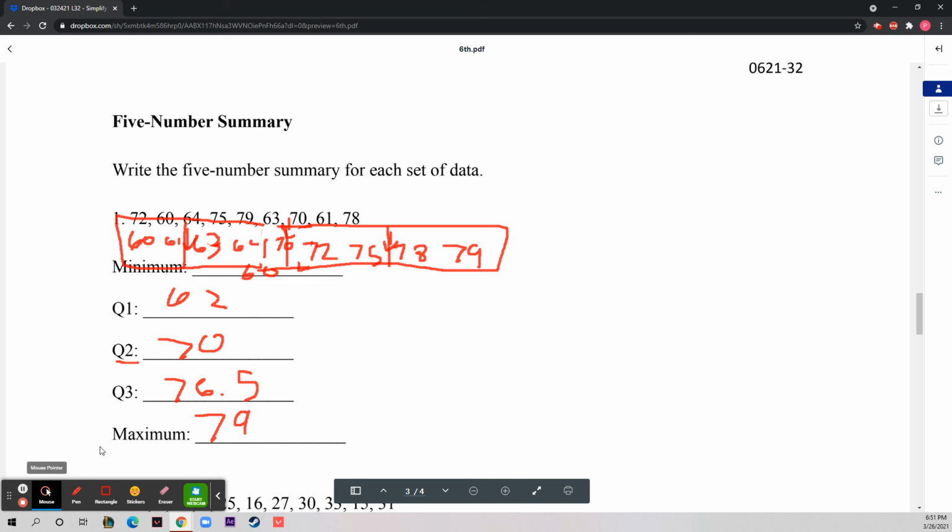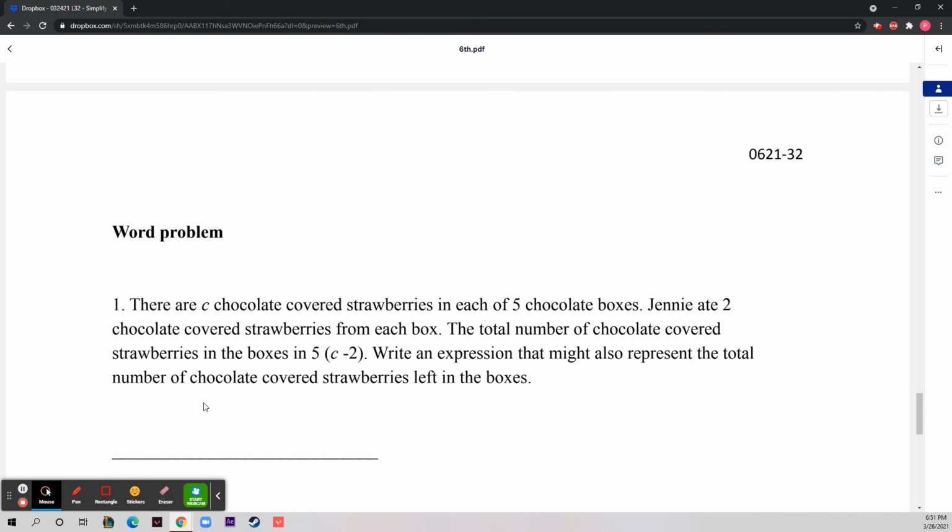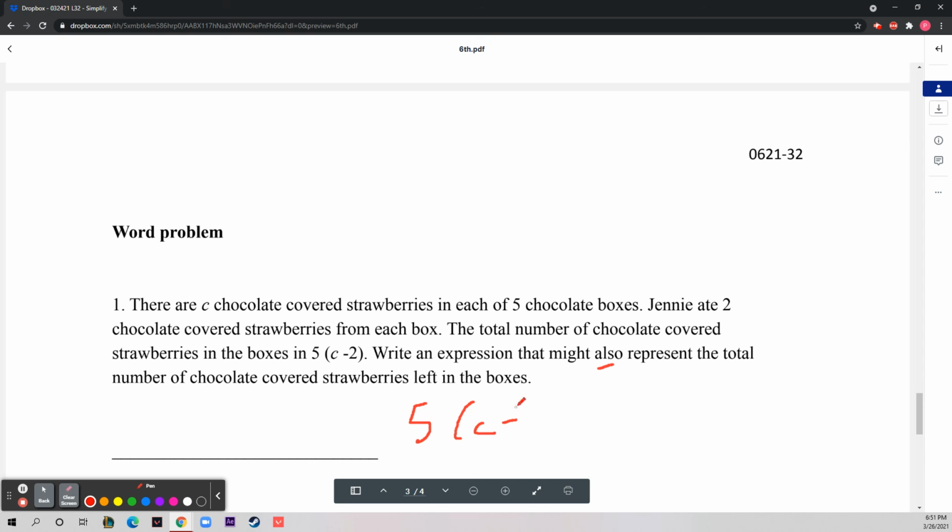Okay, I'm almost out of time, but real quick, we'll do one word problem. There are C chocolate covered strawberries in each of 5 chocolate boxes, and Jenny ate 2 chocolate covered strawberries from each box. The total number of chocolate covered strawberries in the boxes is 5C minus 2. Write an expression that might also represent the total. So it's just asking for a different way to write it. An easy way to do that is to just distribute. So you get 5C minus 10.